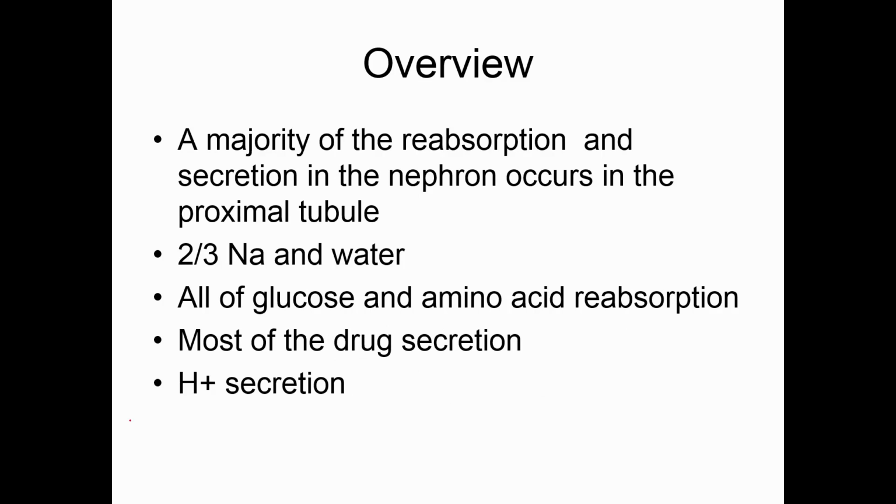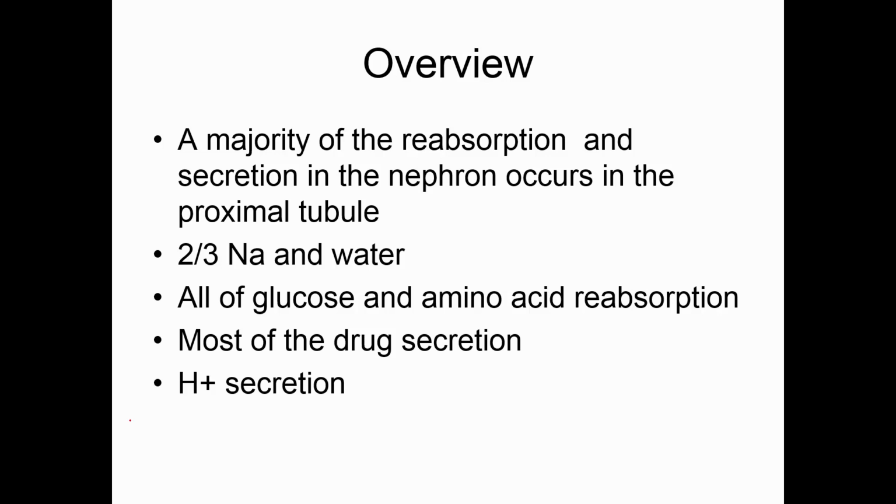All right. The proximal tubule is the first part of the tubules. It is the workhorse. It does a majority of the reabsorption and the secretion that the nephron does. It performs 2/3 of sodium and water reabsorption. What in the heck does that mean? That means that if your glomerular filtration rate were at 100, 66 mils of saline would be reabsorbed by the proximal tubule. Then you'd have 34 mils per minute going on to the loop of Henle.